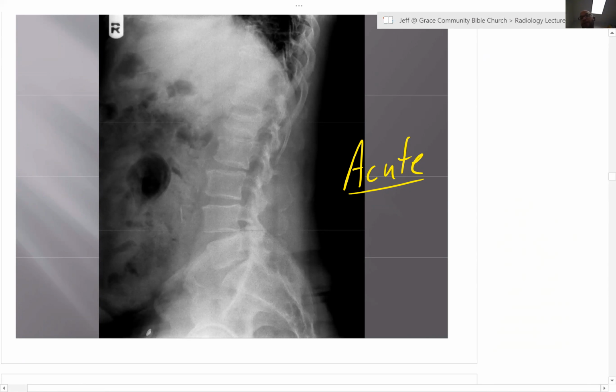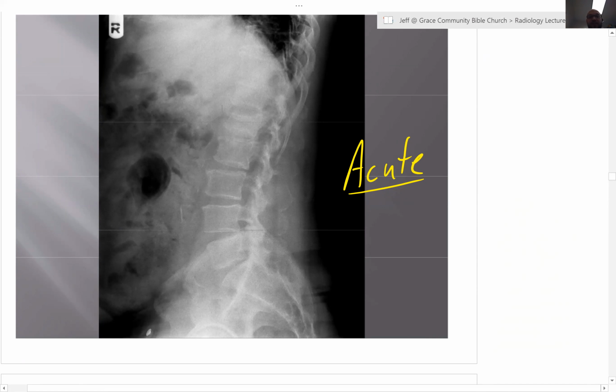So it's a beautiful finding. If you see that step and that zone of condensation right underneath, it's pretty much 99% acute compression fracture. It's a great pickup. Sometimes you go to litigation on these cases, and these little findings like this really help bail you out.